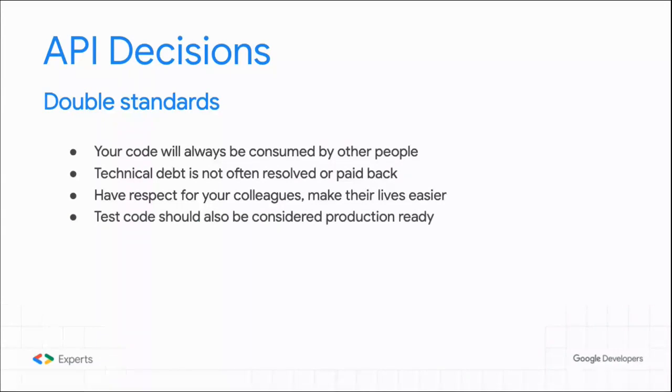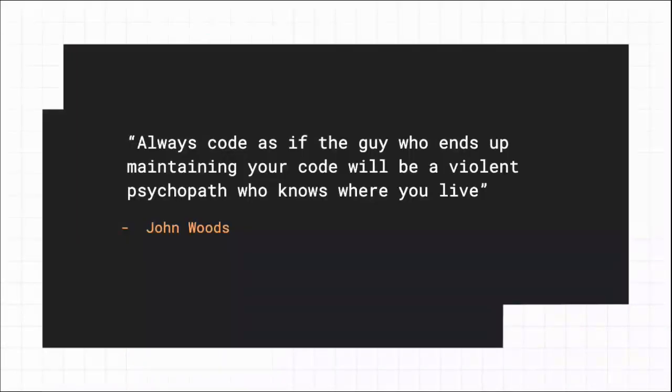And finally, one of my own personal caveats is that test code should be considered production ready. Test code is basically just production code that didn't ship. Treat this with the same standard that you have with your live code and with your API-driven designs. Another quote that I quite like: always code as if the person who ends up maintaining your code will be a violent psychopath who knows where you live. If you are that violent psychopath, then I encourage you not to use my libraries.